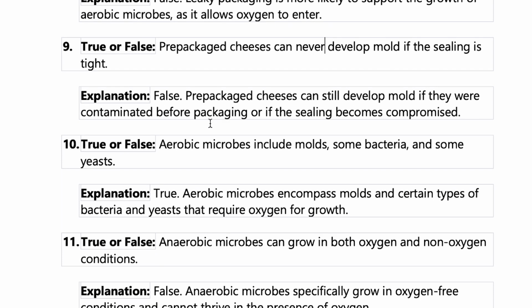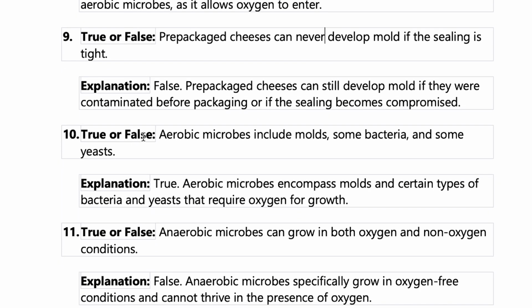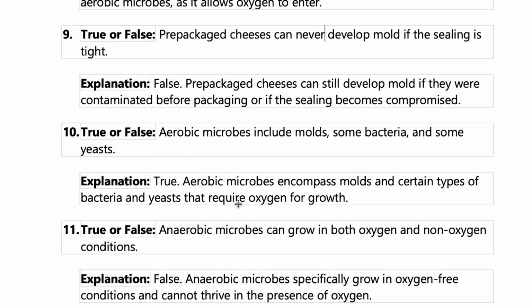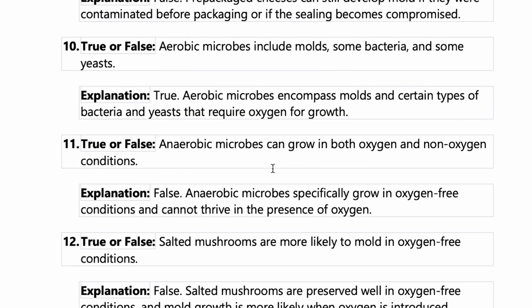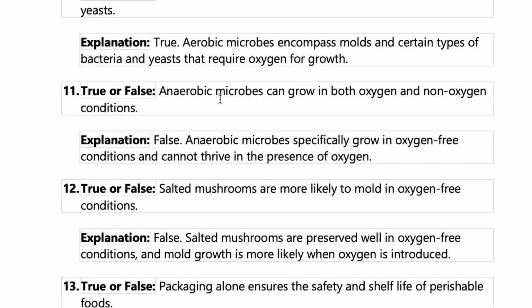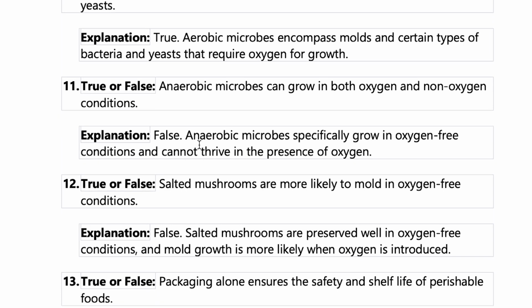Number 10, anaerobic microbes include mold, some bacteria, and some yeast. This is wrong, because not all of them are anaerobic: molds and certain types of bacteria and yeast require oxygen for growth. Number 11, anaerobic microbes can grow in both oxygen and oxygen-free conditions. It's wrong because this only applies to oxygen-free conditions.